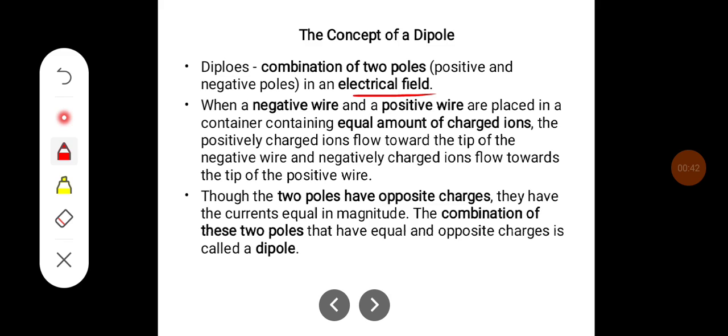When a negative wire and a positive wire are placed in a container containing equal amounts of charged ions, the positively charged ions flow toward the tip of the negative wire and negatively charged ions flow towards the tip of the positive wire. Though the two poles have opposite charges, they have currents equal in magnitude. The combination of these two poles that have equal and opposite charges is called a dipole.